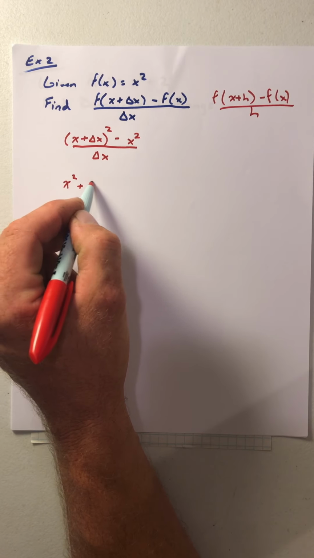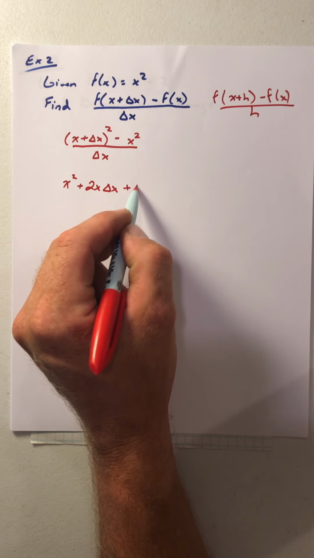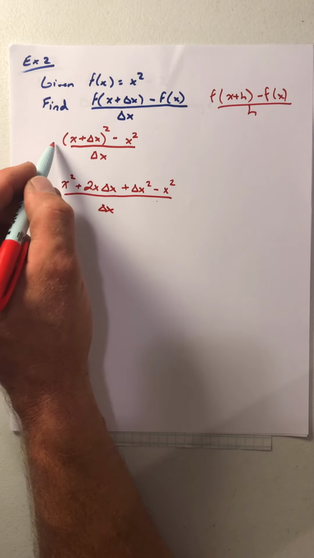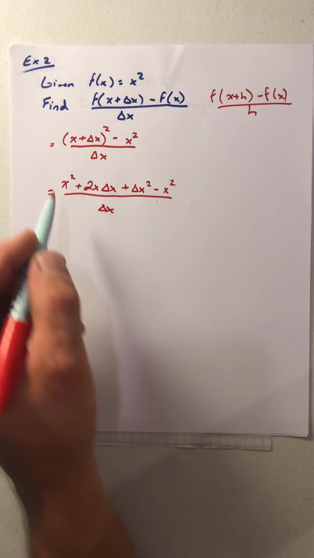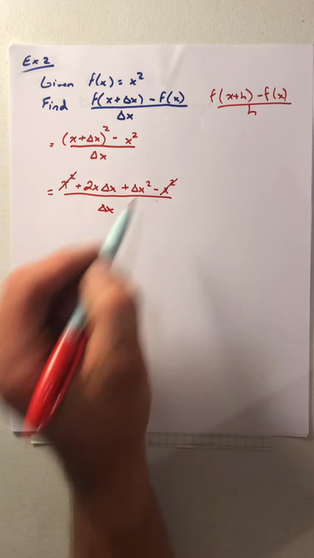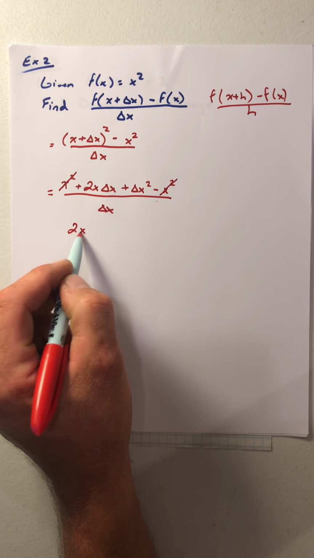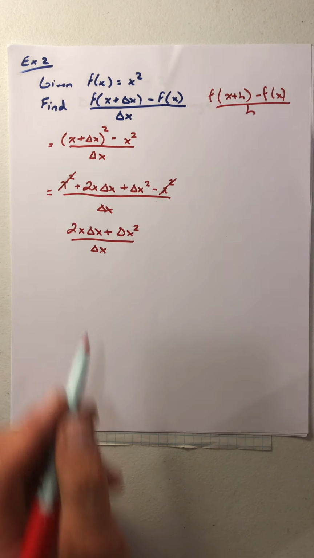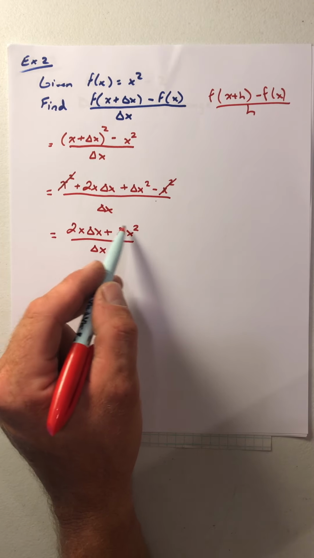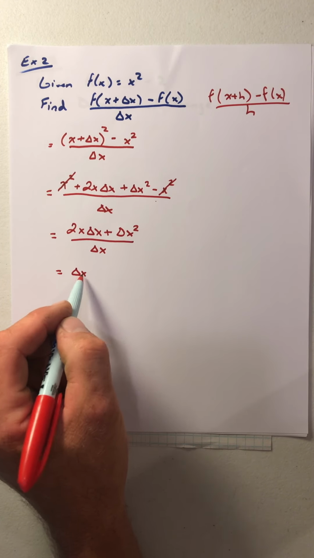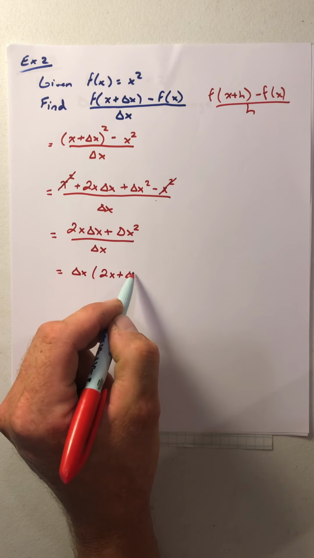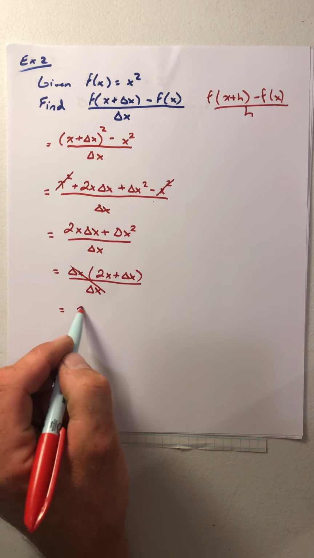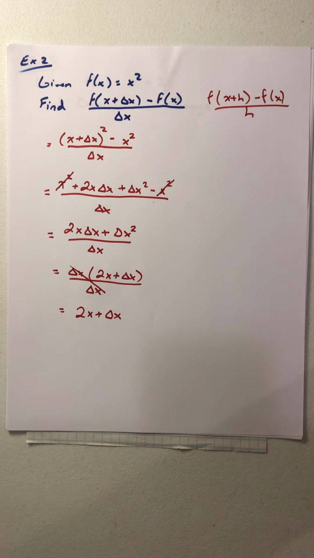Cleaning this up, we can go ahead and multiply that out, x plus delta x squared. We get x squared plus 2x delta x plus delta x squared minus x squared over delta x. If you recall, anything without a delta x should cancel out. In this case, it does. So we're left with 2x delta x plus delta x squared divided by delta x. Now we can go ahead and factor that numerator. We can take out a delta x. We're left with 2x plus delta x all over delta x. Our delta x's cancel, so we're left with 2x plus delta x.